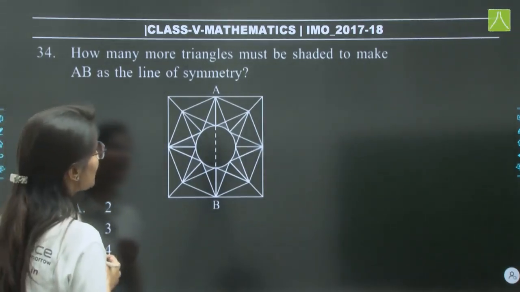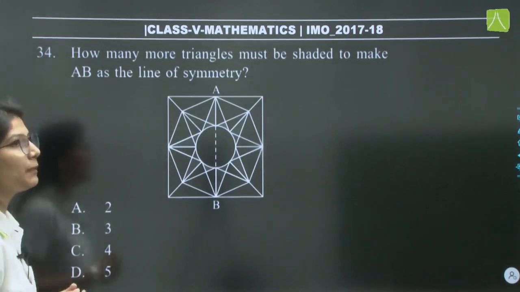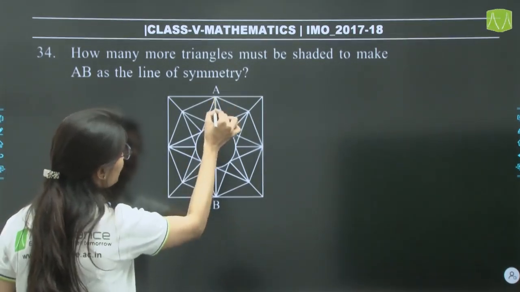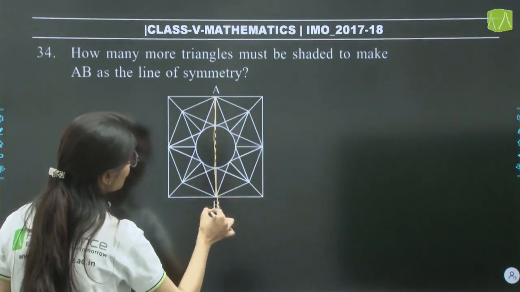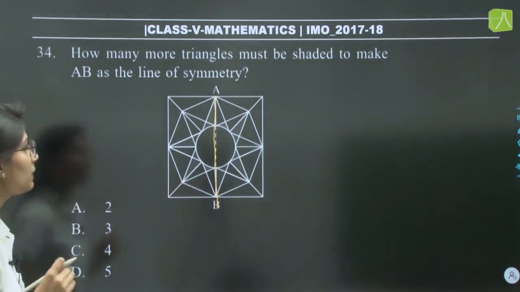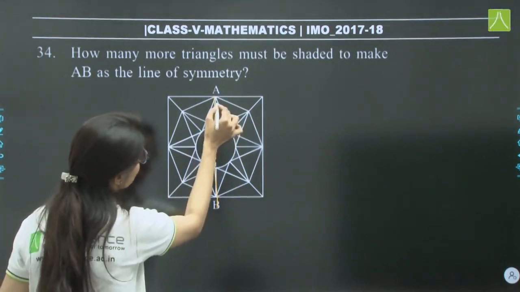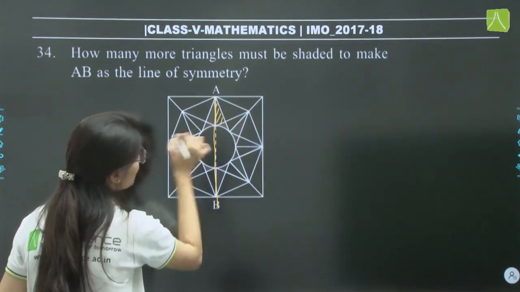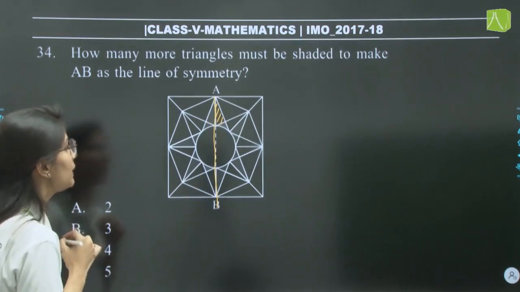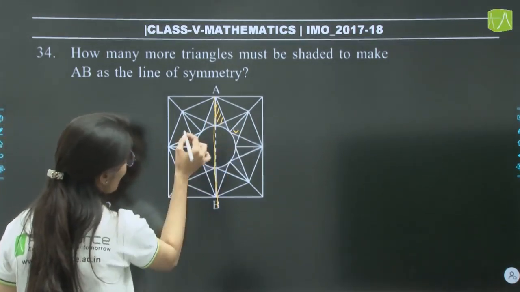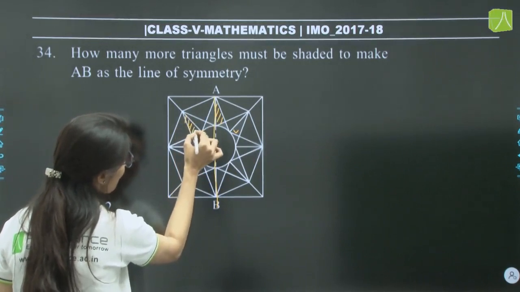How many more triangles must be shaded to make AB a line of symmetry? So this AB is the line of symmetry. We have to shade some triangles so that this AB will become the line of symmetry. So first check, this triangle is already shaded. So we have to shade this triangle to make this a line of symmetry. Then the second, we have this triangle shaded here. So we have to shade this triangle.